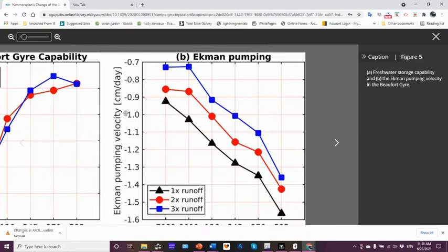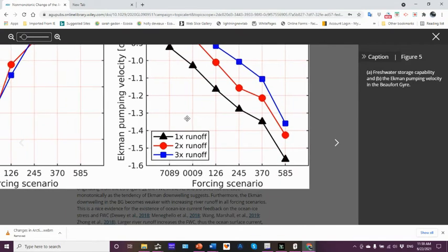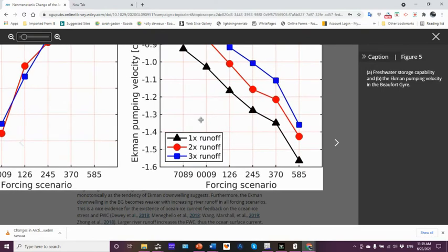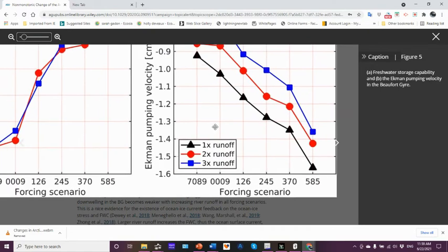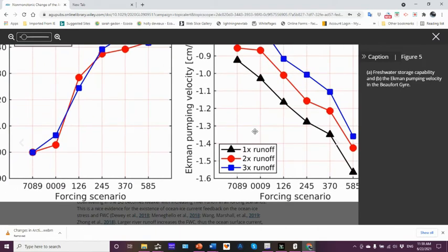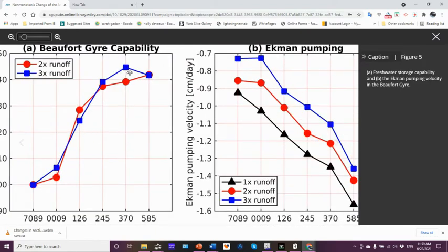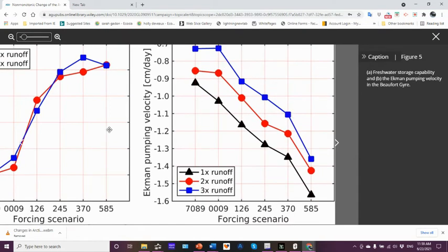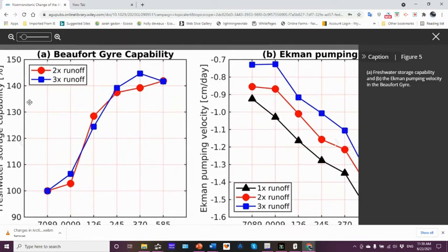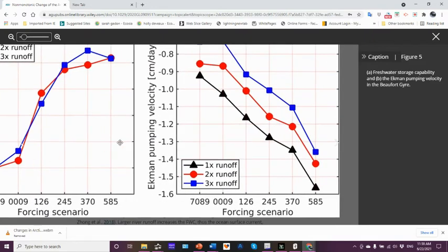Now, the Ekman pumping is given as velocity in centimeters per day. Okay, so they got 1, 2, 3 times the runoff. Under the different warming scenarios, the Ekman pumping seems to be decreasing, the velocity, that is. As the freshwater capability increases, the pumping decreases. For example, let's look at 370 here. That's showing about 145%, about 45% above the reference.